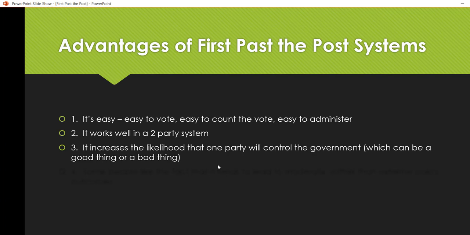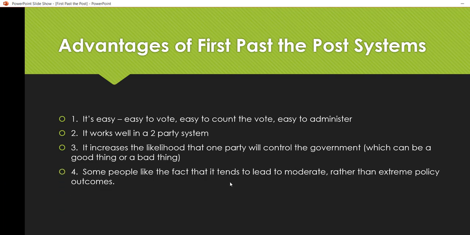But it does make it more likely that the government will be able to get policies passed. Right? If there's one party controlling the government, it's much easier to get things done. This can be especially important in times of crisis or in times of war when you need to be able to act quickly.